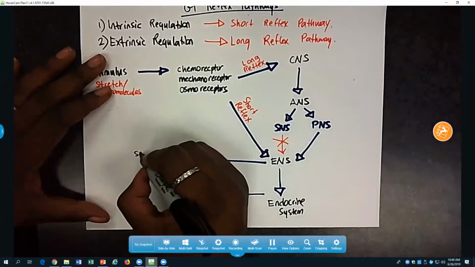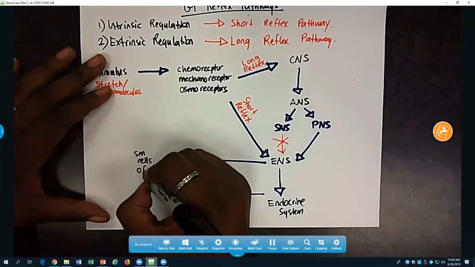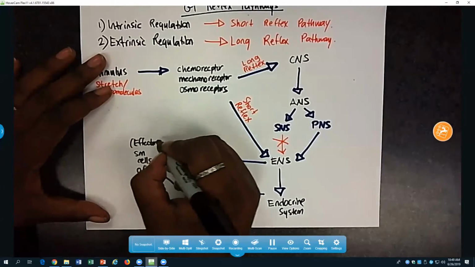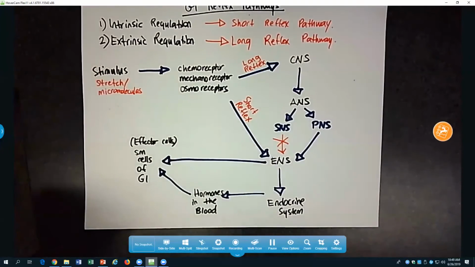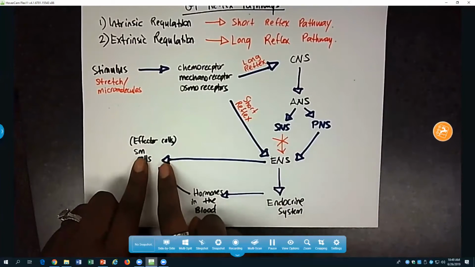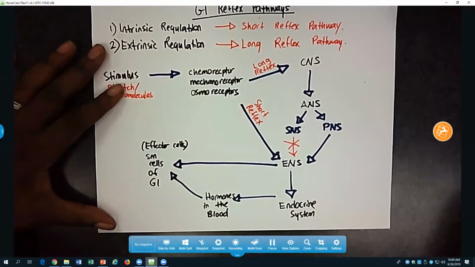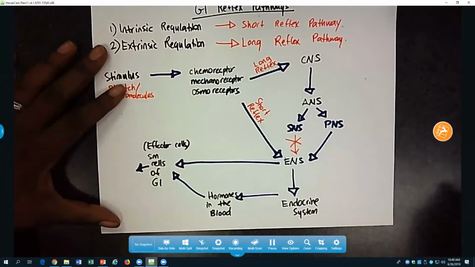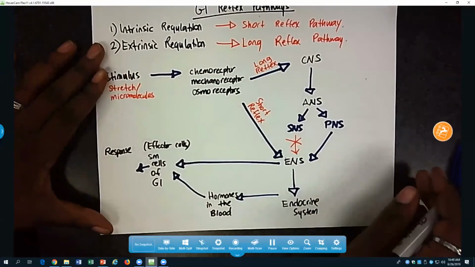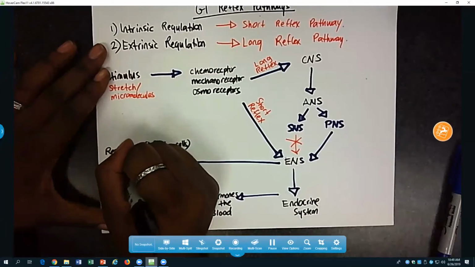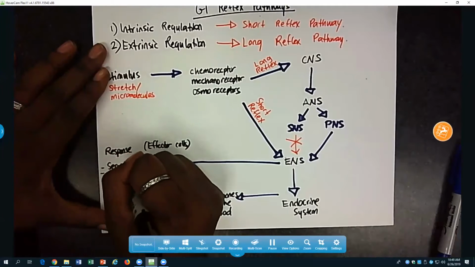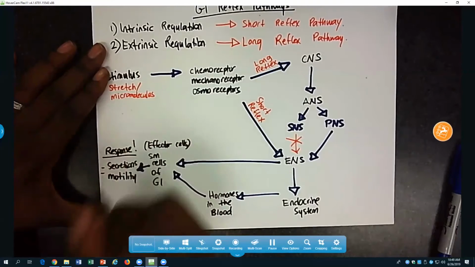So here we have smooth muscle cells of the GI, right? So this is your effector tissue here. And again, this can be influenced by either hormones in the blood or directly by the enteric nervous system. And together, all of this is bringing about the same response, which is the increase or decrease of secretions, or the increase and decrease of motility. Okay, and these are our responses.